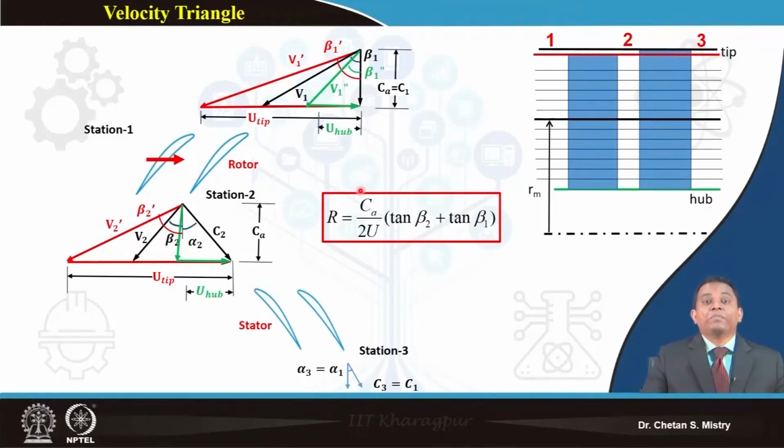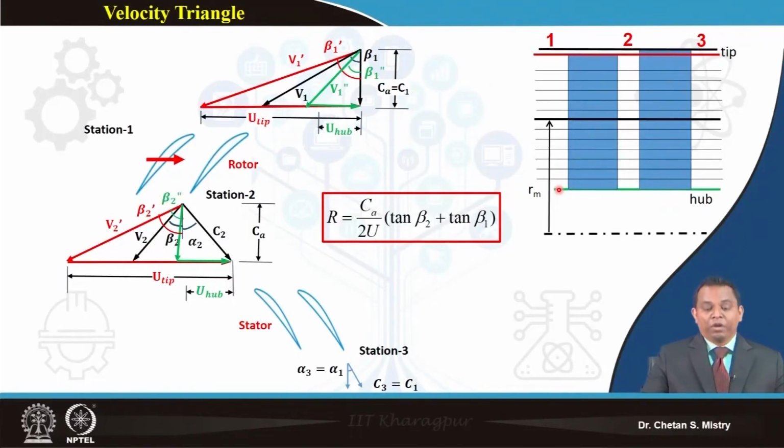If I consider my axial velocity to be constant, this parameter will remain the same, and this u is nothing but my peripheral speed at a particular location. So you can understand that with a change of my radius, my degree of reaction also changes. You can say my degree of reaction varies from the midsection towards the shroud, and also towards the hub region. Okay. So we have this kind of degree of reaction variation along the span.